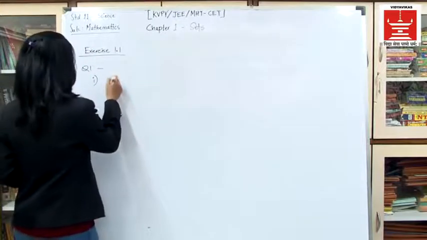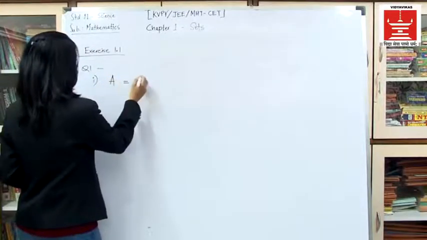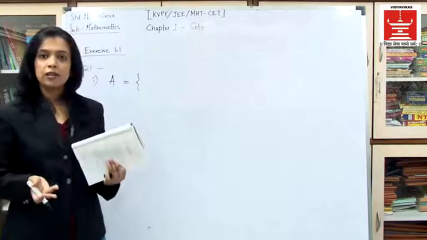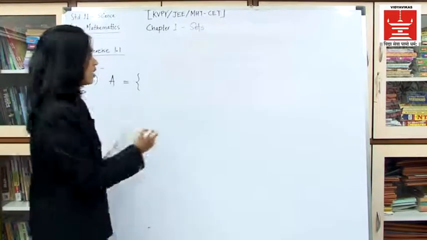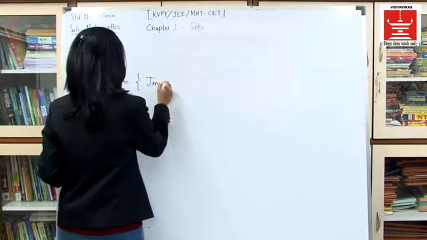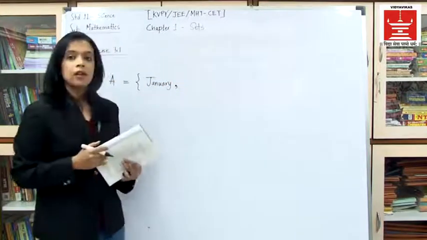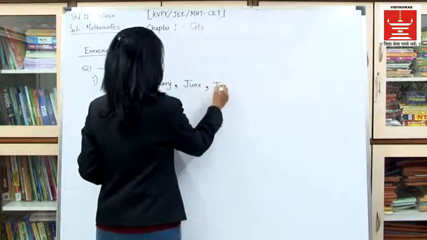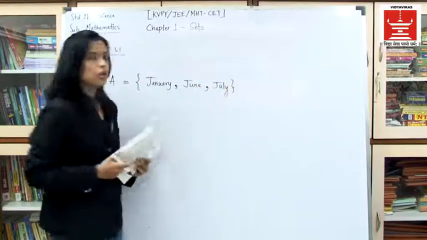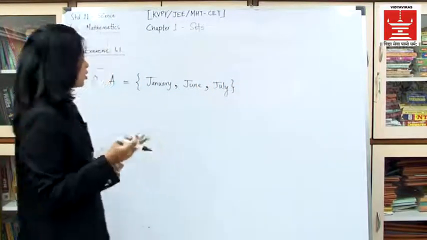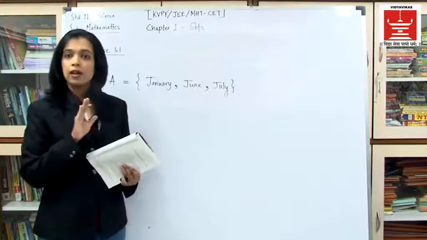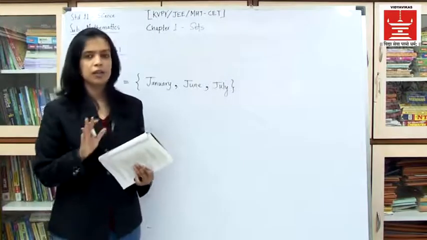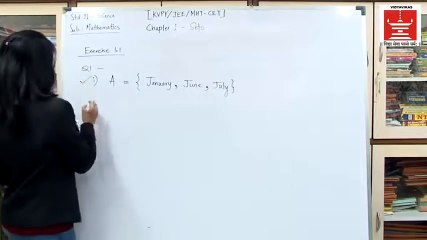So let us call this collection as capital A, and we are going to list down the members of it. So the very first month which starts with J is January. Then comes June, and comes July, and we stop. So there are 3 members in this set: January, June and July. That's it. There are 12 months, out of which only 3 start with the letter J, and hence the collection is well defined. So yes, it is a set.